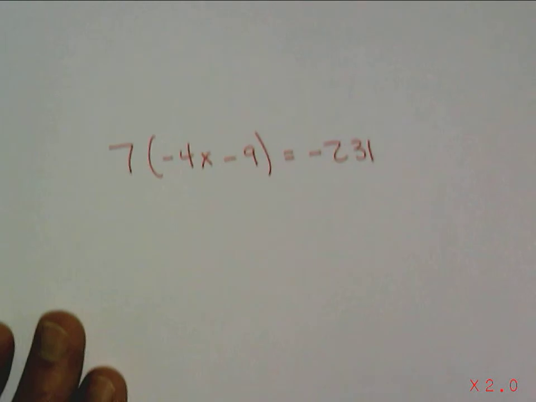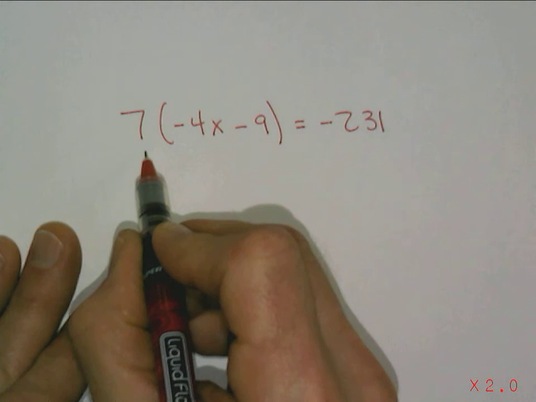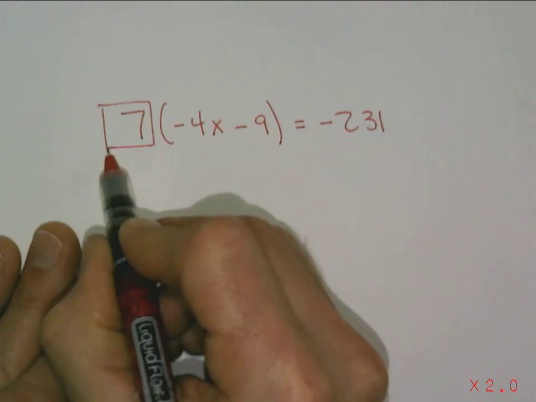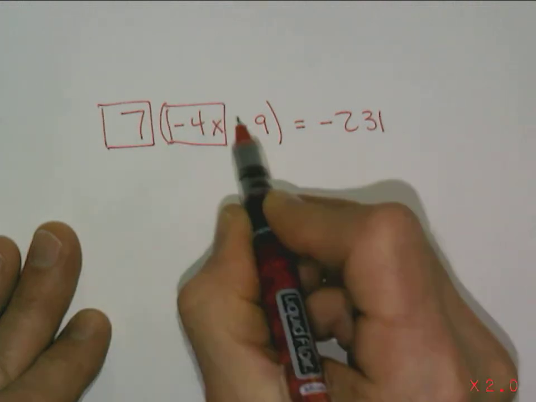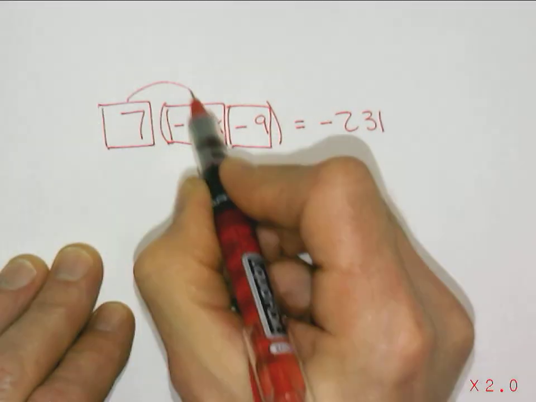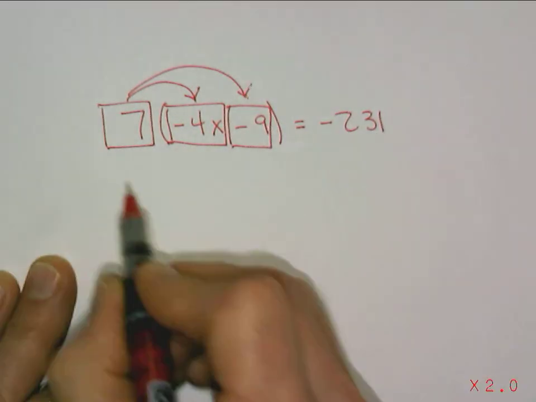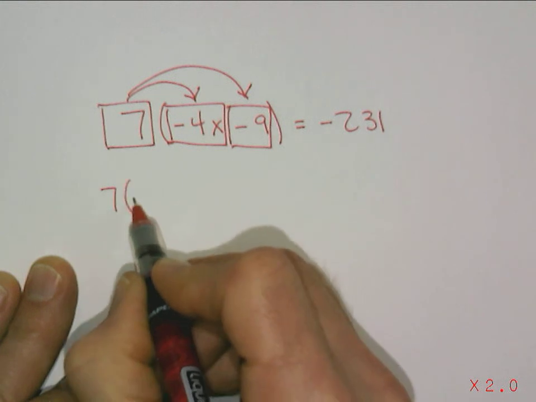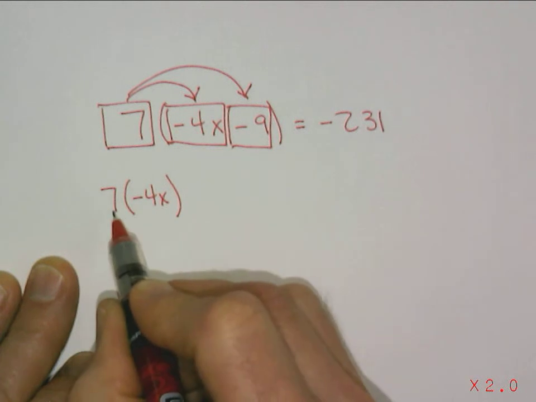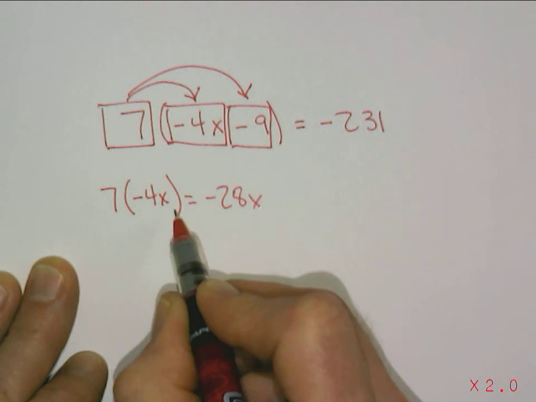To get rid of the parentheses, one more example, we're going to multiply the term in front of the parentheses times each term inside the parentheses. So the term out in front times each term inside. And again, I'm going to put boxes around them so we can identify the different terms. So it's the 7 times the negative 4x and the 7 times the negative 9. So I'm going to write that out. 7 times negative 4x is our first multiplication through, which is 7 times negative 4, or negative 28x. There's an x in this one, so the x stays.